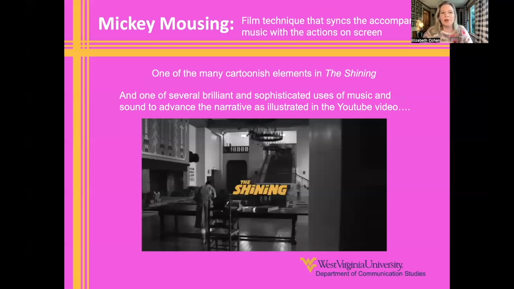The other interesting thing about The Shining is they use a lot of Mickey Mousing. Mickey Mousing is a technique where music comes in at the same time that some sort of physical element happens in the film. So if I slap somebody as an actress, and at the same time there's a strum on the guitar, that would be Mickey Mousing, because the music is syncing with whatever action is going on. And they call it Mickey Mousing because it's what cartoons do a lot.